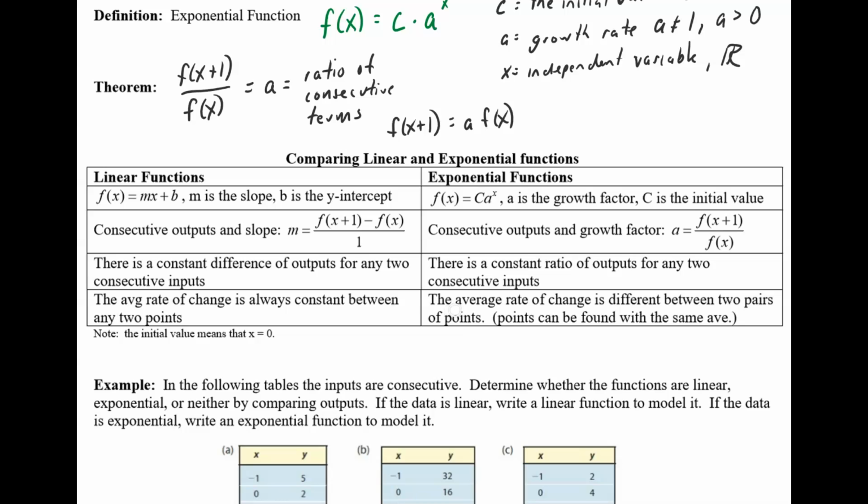In fact, the average rate of change is never really the same for any consecutive points. You can find two points that have the same average, but the rate of change or the slope is constantly changing in an exponential. If it's exponential growth, the slope is constantly increasing. If it's exponential decay, the slope is constantly decreasing.